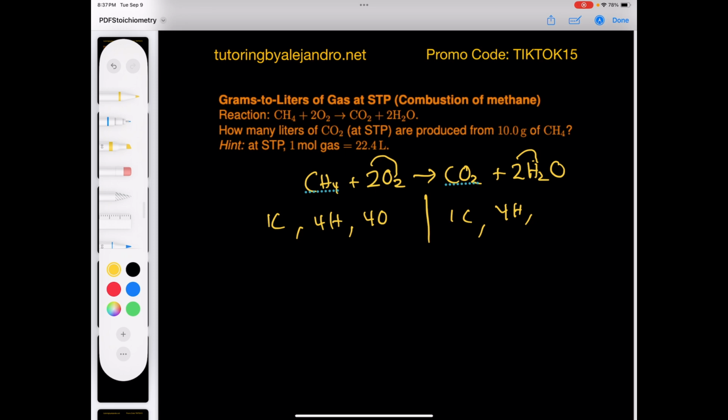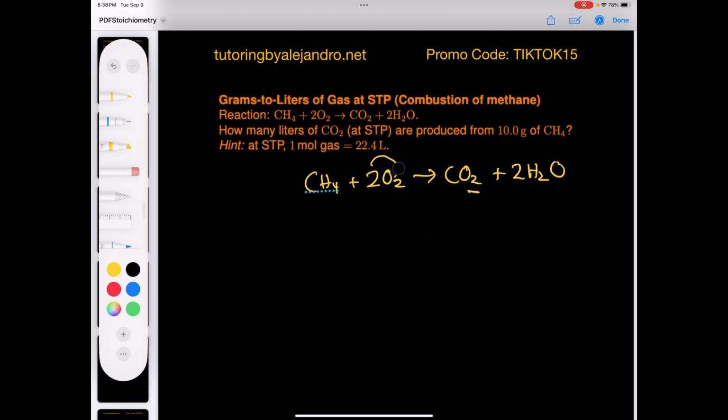And on the other side I have 2 here, right? And then I have 2 more here from the H2O. So that's 2 plus 2 gives me 4 O. Okay, great. So the chemical equation is balanced, right? That's good.